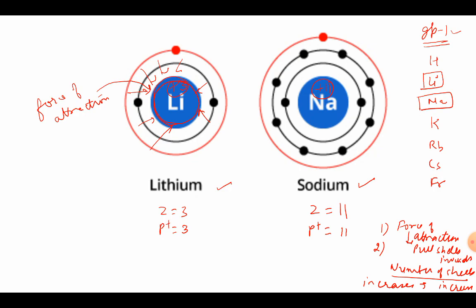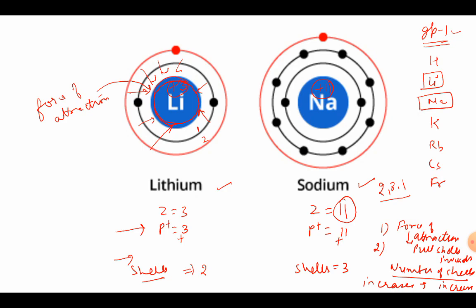Now this is the force of attraction, plus 3 in case of lithium and plus 11 in case of sodium. But now let us compare the number of shells. There are only 2 shells in case of lithium, and if we compare the number of shells in case of sodium, since the atomic number is 11, the configuration comes out to be 2, 8, 1. So it means that the number of shells in case of sodium is 3.